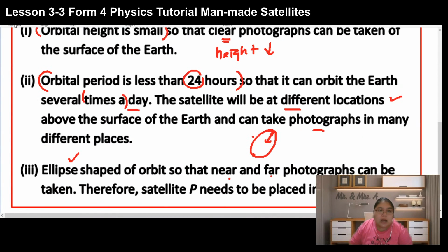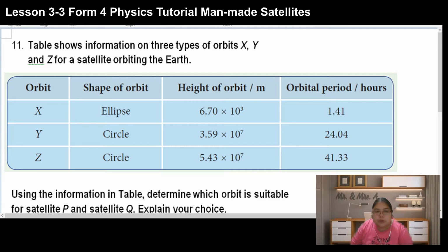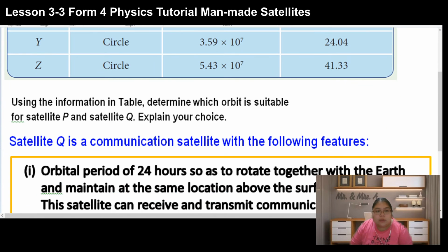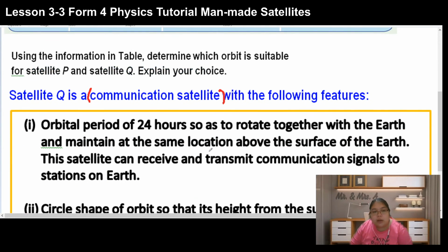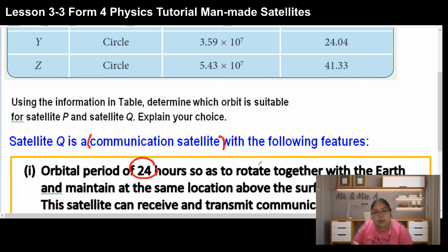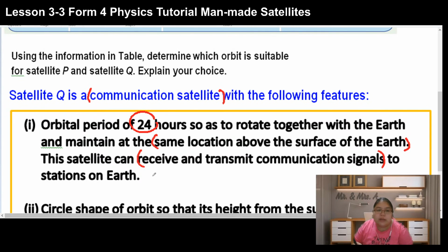Then the last one is Q. Which orbit do we need to choose? The information in the table shows Q is a communication satellite. For communication, I told you, it is geostationary. First, the orbital time must be 24 hours. The reason: it rotates together with the Earth and maintains the same location above the surface of the Earth. So this satellite can receive and transmit the communication signal to the station on the Earth. So the rotation must be the same, so the signal can reach each location.